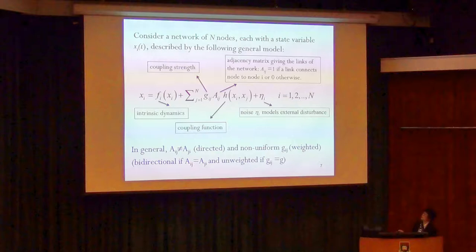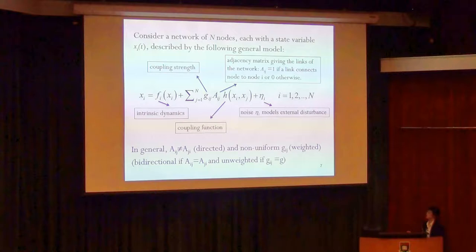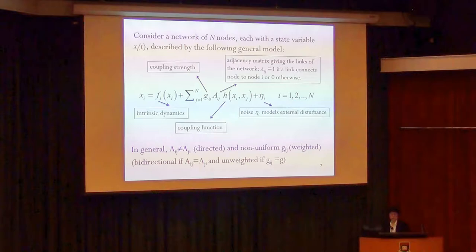So the network structure contains these two quantities. This a_ij is a matrix telling you which i is interacting with which j, and the strength is given by this g_ij, which is again a scalar, but it depends on the individual pair of nodes. And as I said, in most real-world problems there will be some noise. Noise here essentially just means things external to the system, so external disturbance. I'll just group them and call this noise. It can be different for different nodes. So that will be our starting model system.